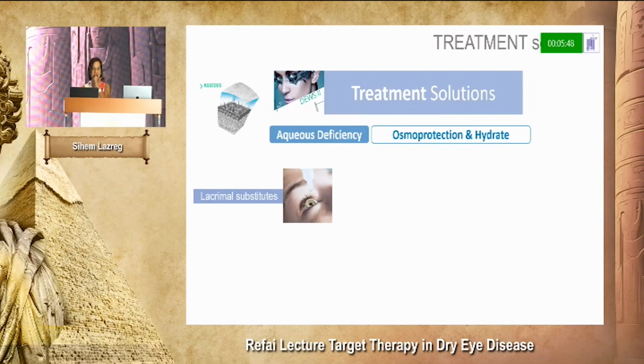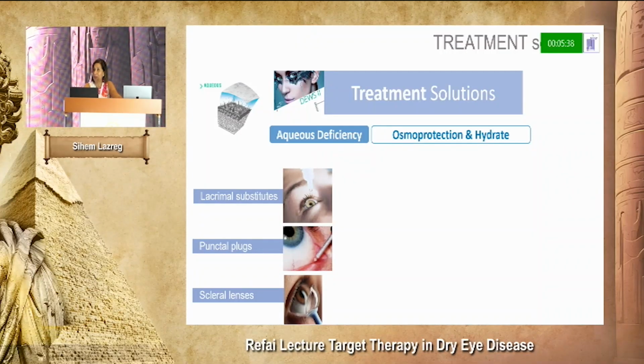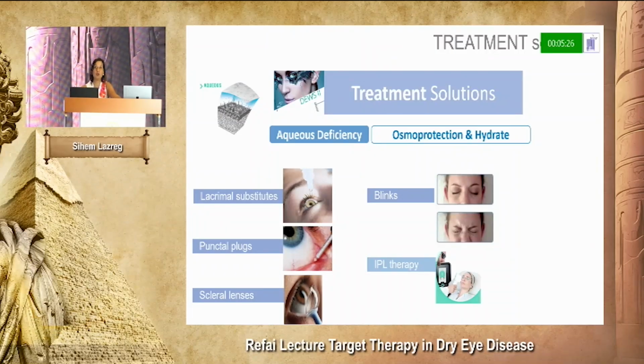For the aqueous deficiency, we have all the lacrimal substitutes. We have in the market now every company with 2 or 3 lubricants. The punctal plugs are very important in this case, for example in Sjogren's syndrome and GVHD. All these are situations of lack of water and lack of secretion, and we need to re-educate the blinking, and in some cases the IPL therapy may help.